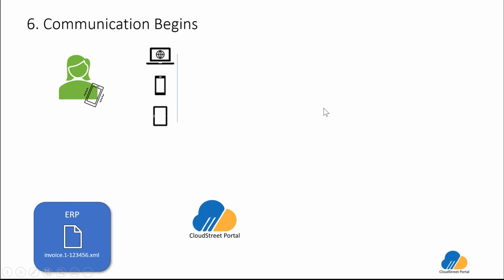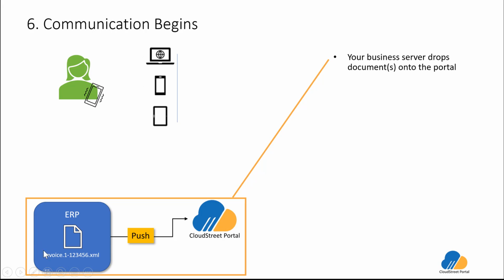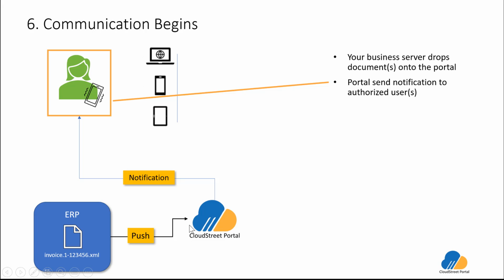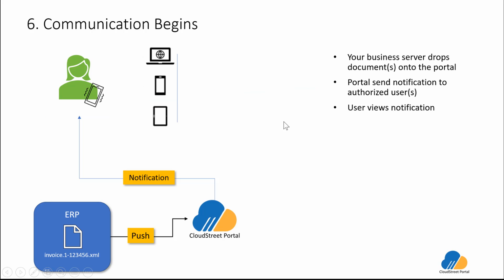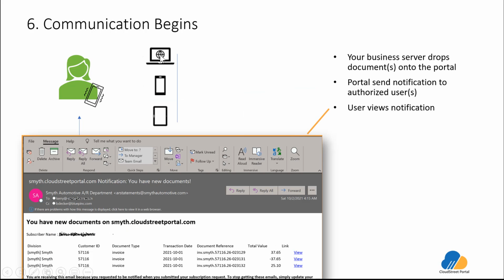So now that we have the document on the portal, the communication is actually going to begin. So we have, let's say, invoices being pushed up to the portal. The portal recognizes who's interested in that invoice type for that customer ID, and it will push the notifications off to the appropriate people who have asked to be notified when those documents drop. They can then use their regular browser, cell phone, or tablet and call up that notification email and they'll see a summary.